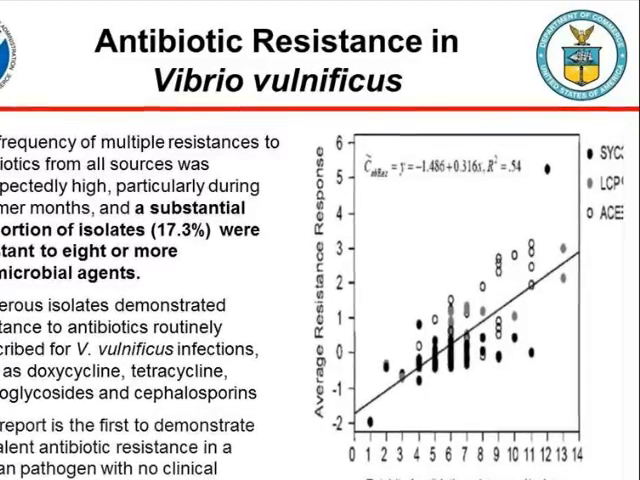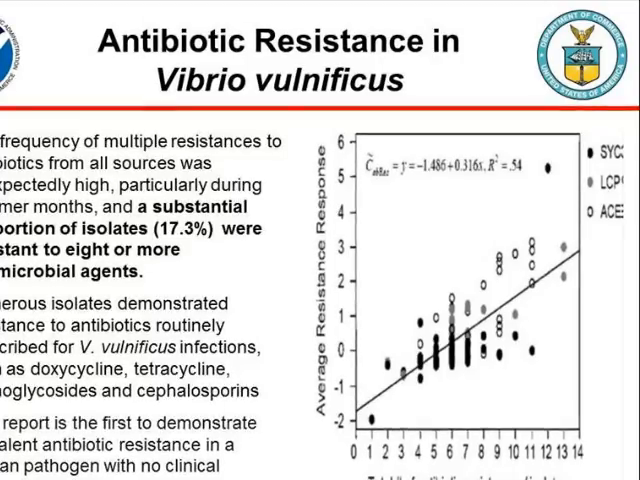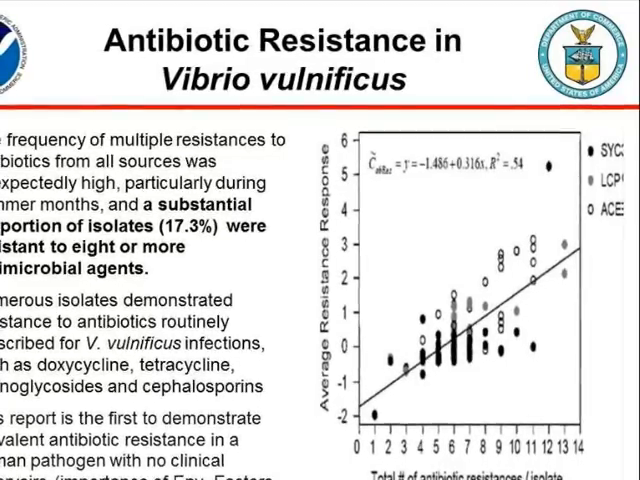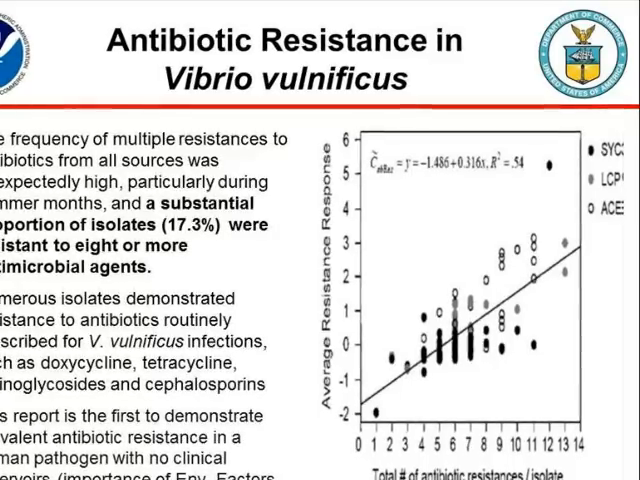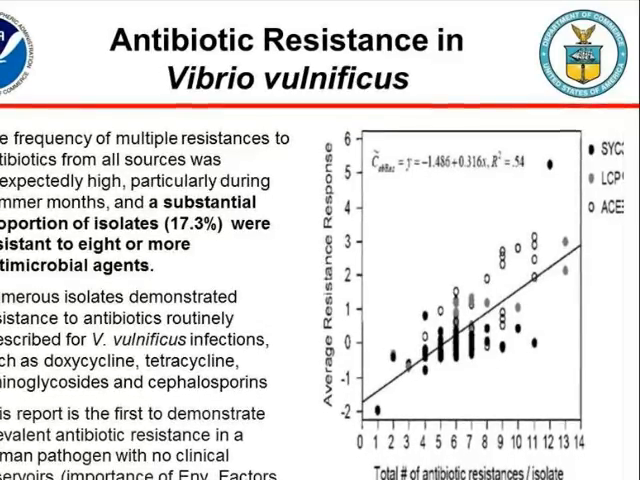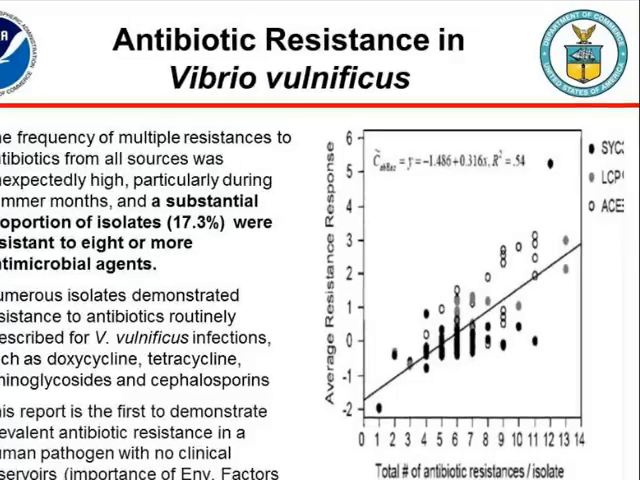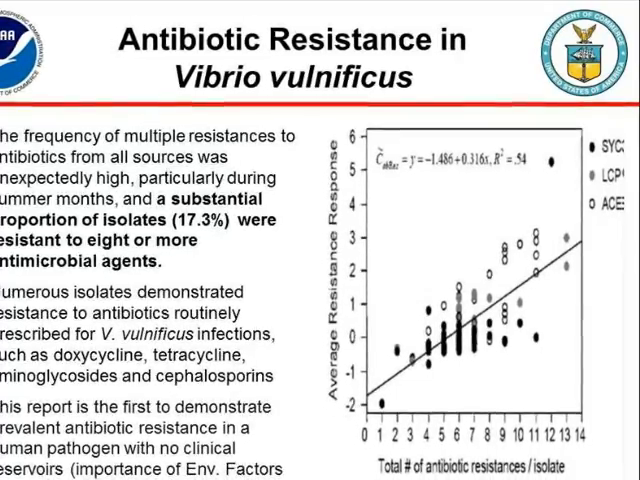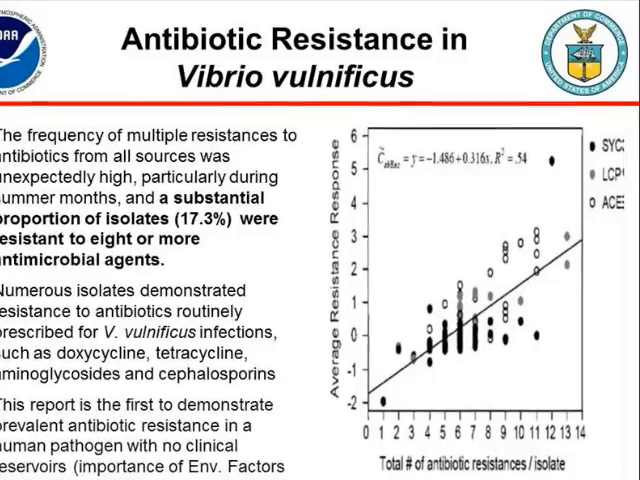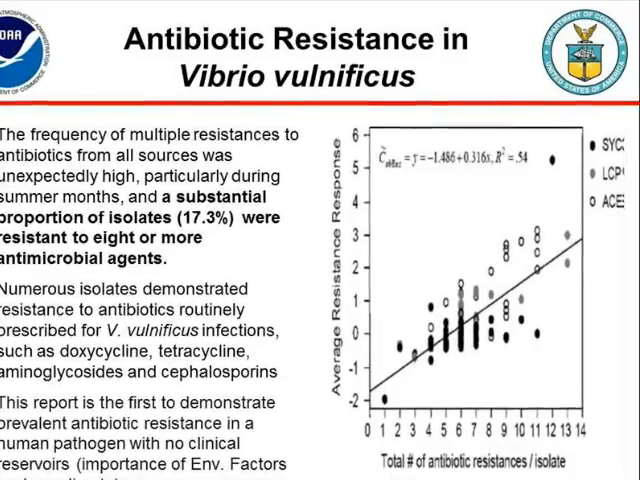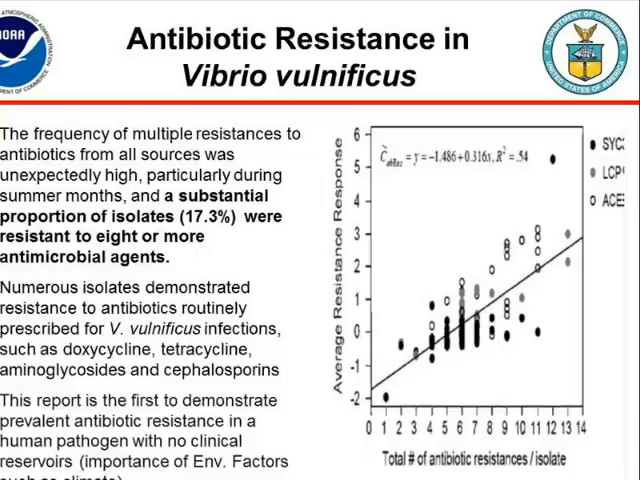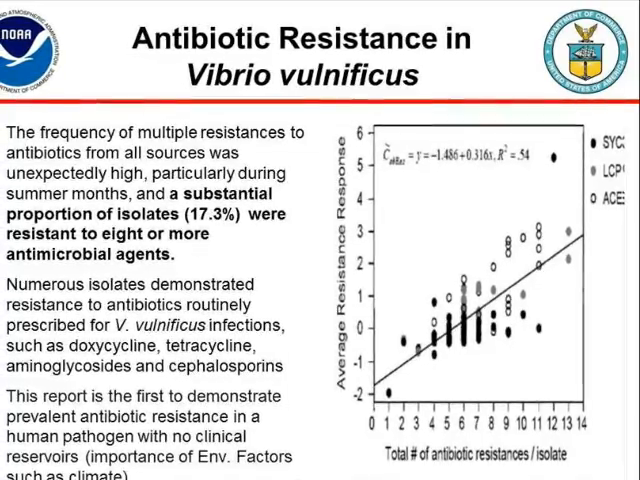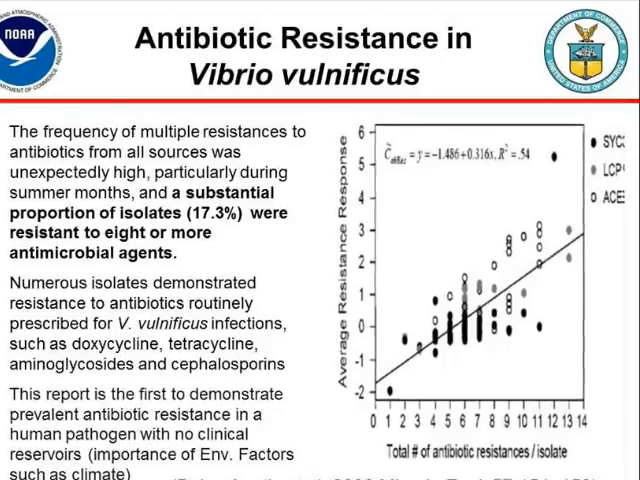However, what we actually see, and we do see some high resistance levels in those sites, but you'll also notice in the Ace Basin, where there's no significant man-made pollution for more than 100 river miles into this National Estuarine Research Reserve, we see very high levels of resistance. And as indicated here in the word slide, this is the first report to really demonstrate prevalent antibiotic resistance in the absence of clinical reservoirs.